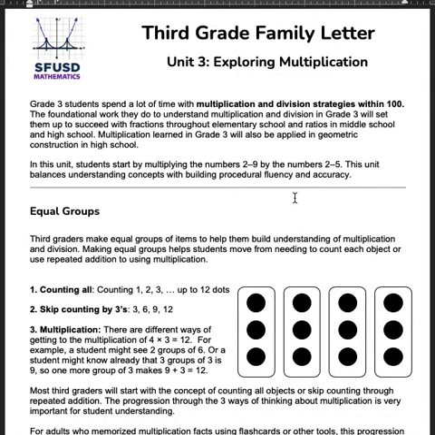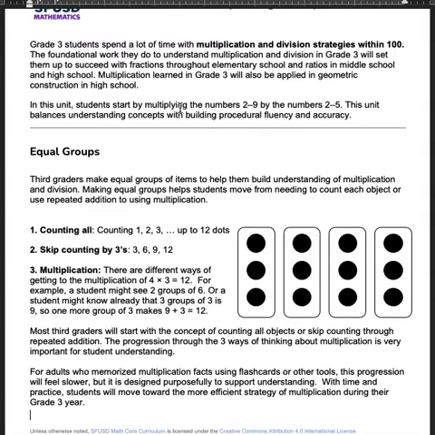So, multiplication and division strategies within 100, that's what students spend a lot of third grade learning. In this unit, we're going to start by multiplying the numbers 2 through 9 by the numbers 2 through 5. So, getting those facts is really important. The twos, the fives, the tens, the threes, the fours, specifically in this order, are really important for this first unit. And other facts, students will start to just connect.